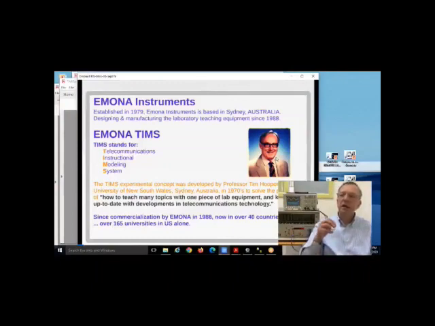More than that, he was also looking for a system which was again more modeling based, so that it could expand. So as telecommunications theory develops over time, experiments can be added without buying a whole new set of equipment. So this is the background to where TIMS came from and why TIMS came into existence.